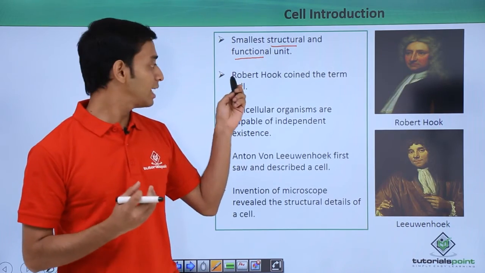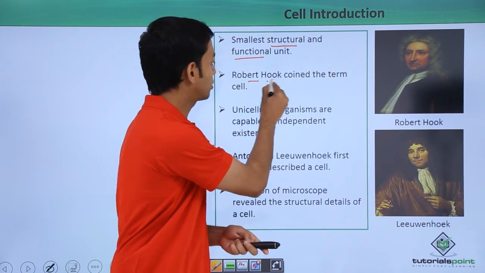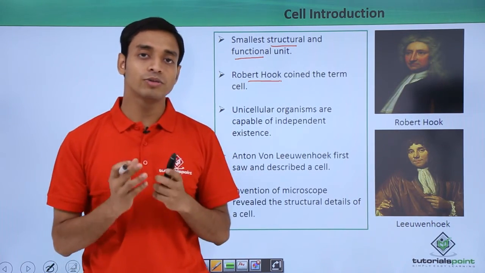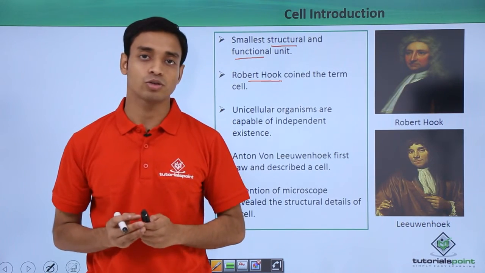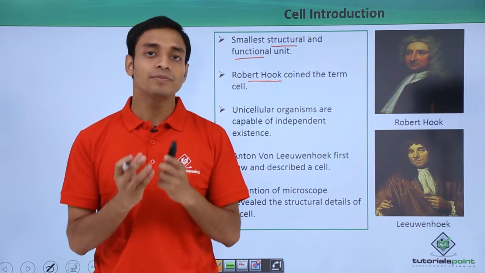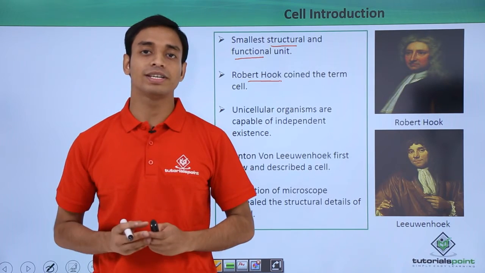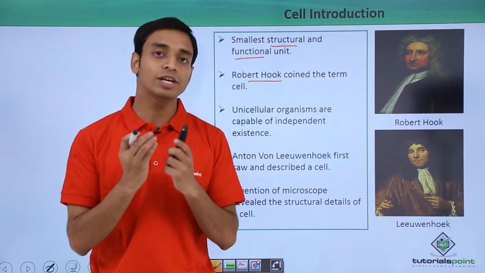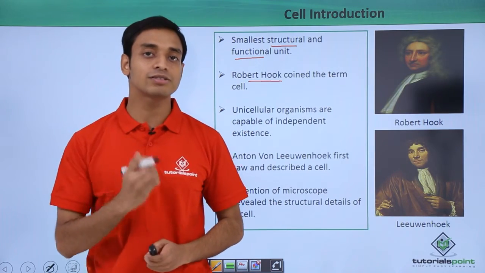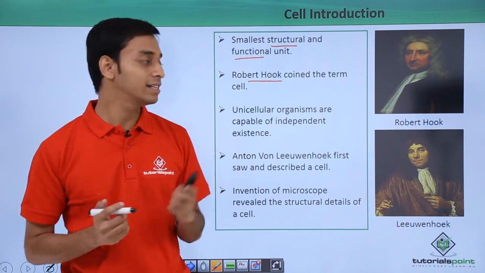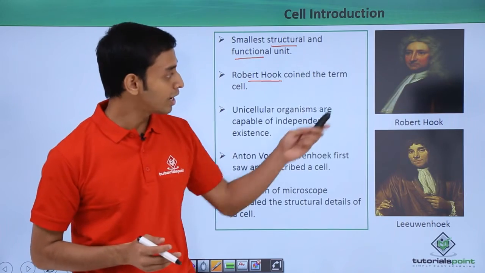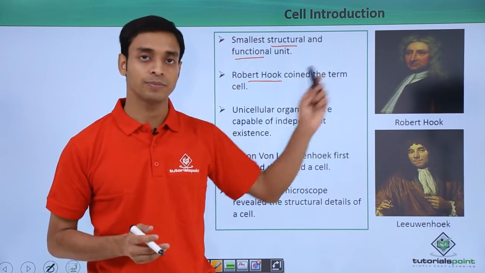The word cell was coined by the scientist Robert Hooke. Robert Hooke was working with a simple microscope. He was observing thin sections of cork. While observing that, he found small honeycomb-like structures. These structures were named cells by the scientist Robert Hooke. As you can see, this is Robert Hooke.